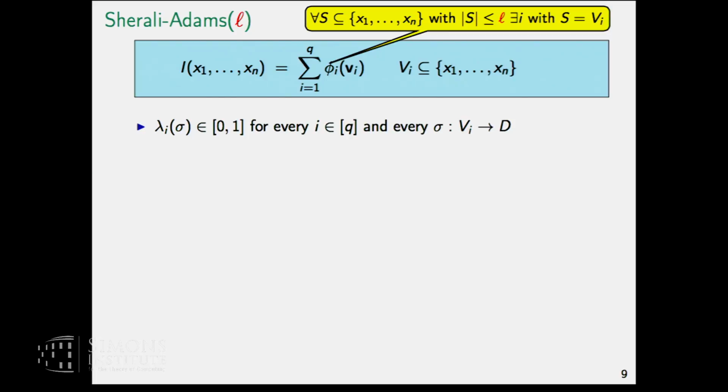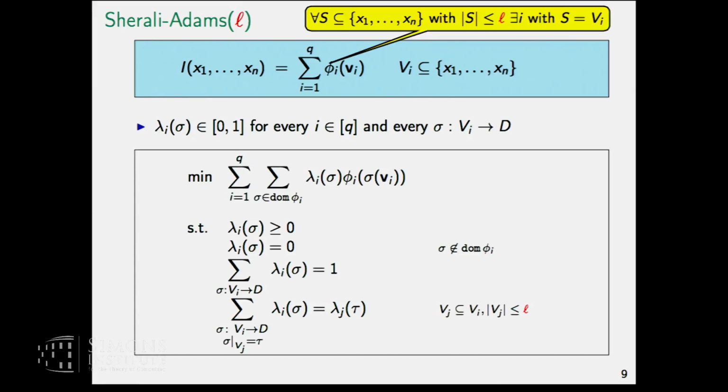Now, the variables of the relaxation are lambdas with two parameters. I gives you the number of the term in the objective function, so from 1 to q. And sigma is an assignment of labels to the variables in the ith term in the objective function. And it's a variable which is between 0 and 1, and you should think of it as a probability. The probability that the variables in the ith term in the objective function get assigned values according to sigma, sort of local assignments.